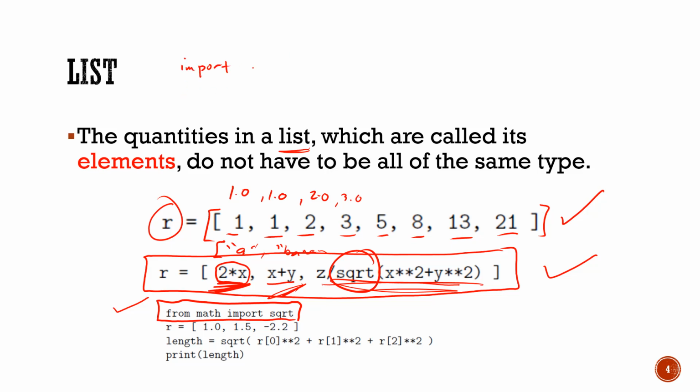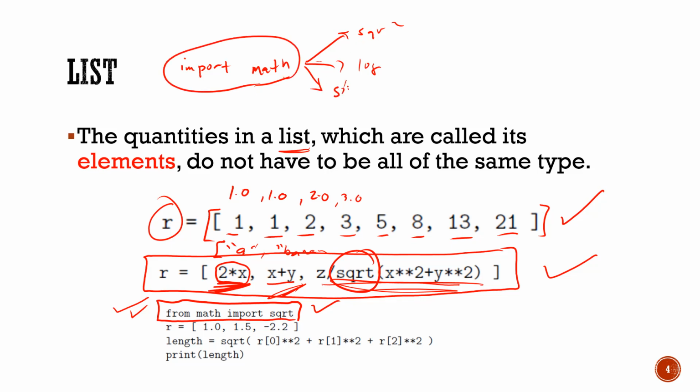Import math has everything: square root, log, and so on. Or you can use this one, to be specific: from math import square root, from math import log, from math import sine, from math import cosine, and so on. Or you can use import math, which packages everything, the sine function, cosine function, and so on.